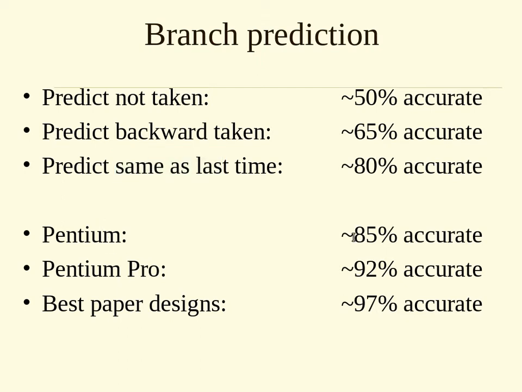The old Pentium, 85%. The Pentium Pro, which was a huge leap, 92%. And a lot of paper designs are at 97. I think a lot of our processors are around 94, 95, which is crazy high accuracy. And we're not going to get into all that. We're just going to talk a little bit about branch prediction.